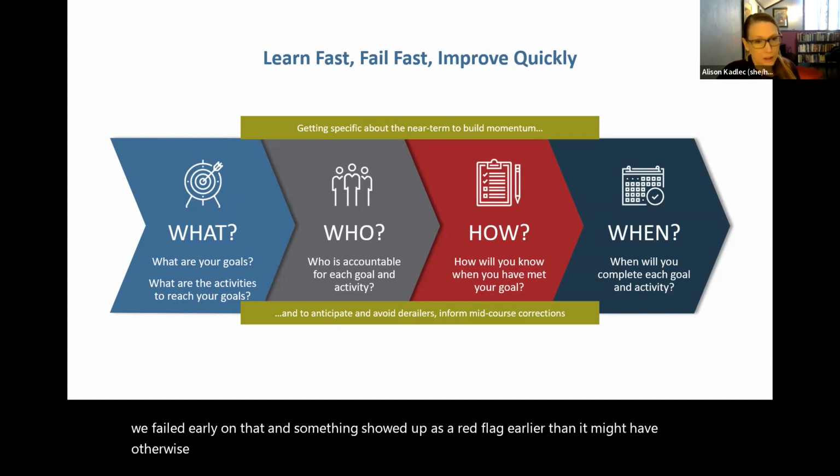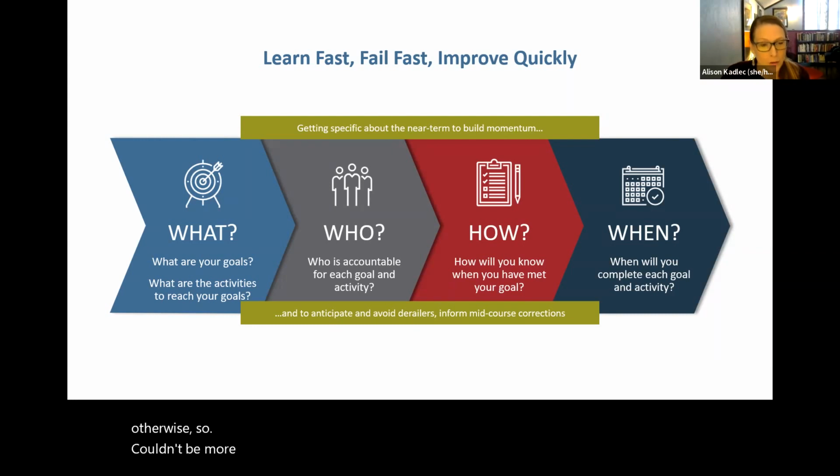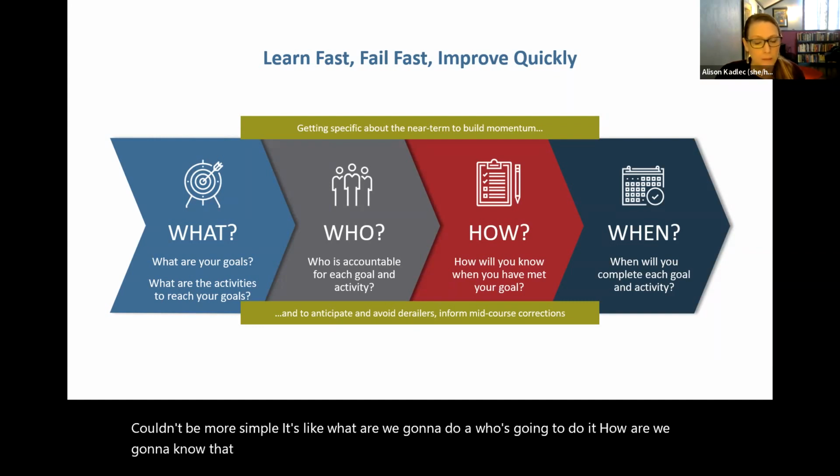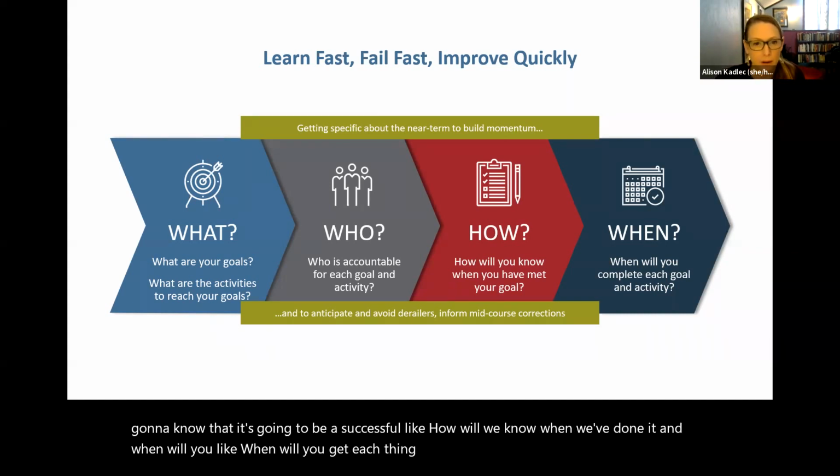So couldn't be more simple. It's like, what are we going to do? Who's going to do it? How are we going to know that it's going to be successful? Like, how will we know when we've done it? When will you get each thing done, right? So it's very, very straightforward.